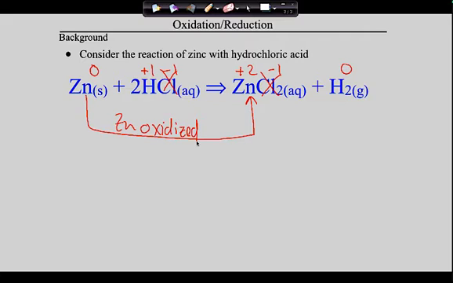So guys, be very careful. Hear this carefully. If zinc is being oxidized, what's being reduced? Let's look. Hydrogen is going from +1 to 0. Can you see the charge going down from +1 to 0? So what is being reduced? What substance is being reduced? It's not hydrogen.